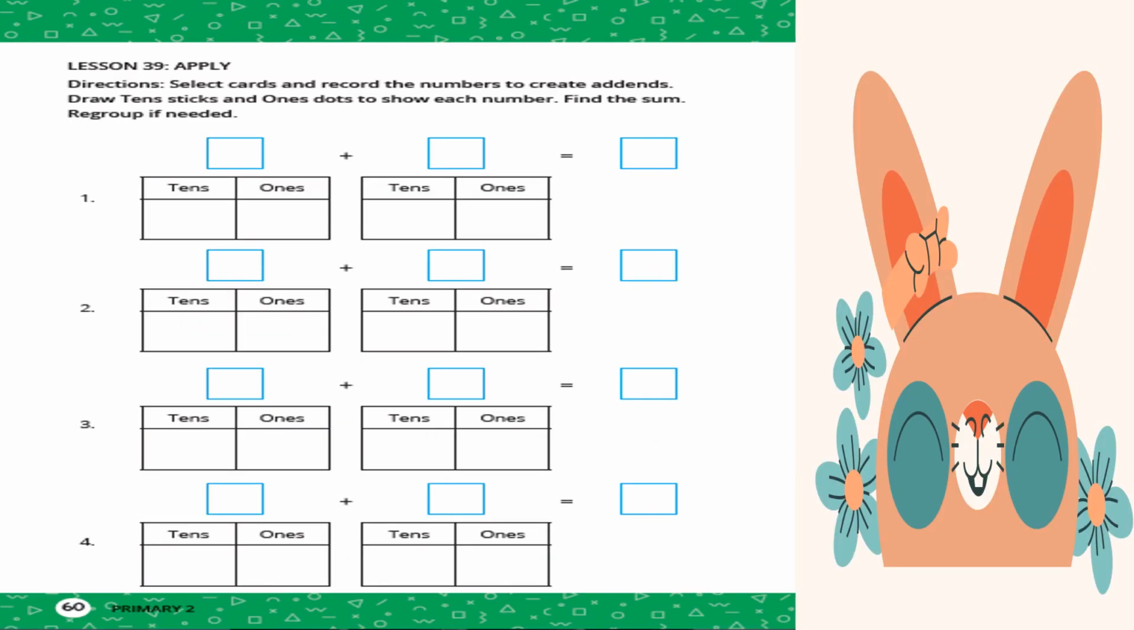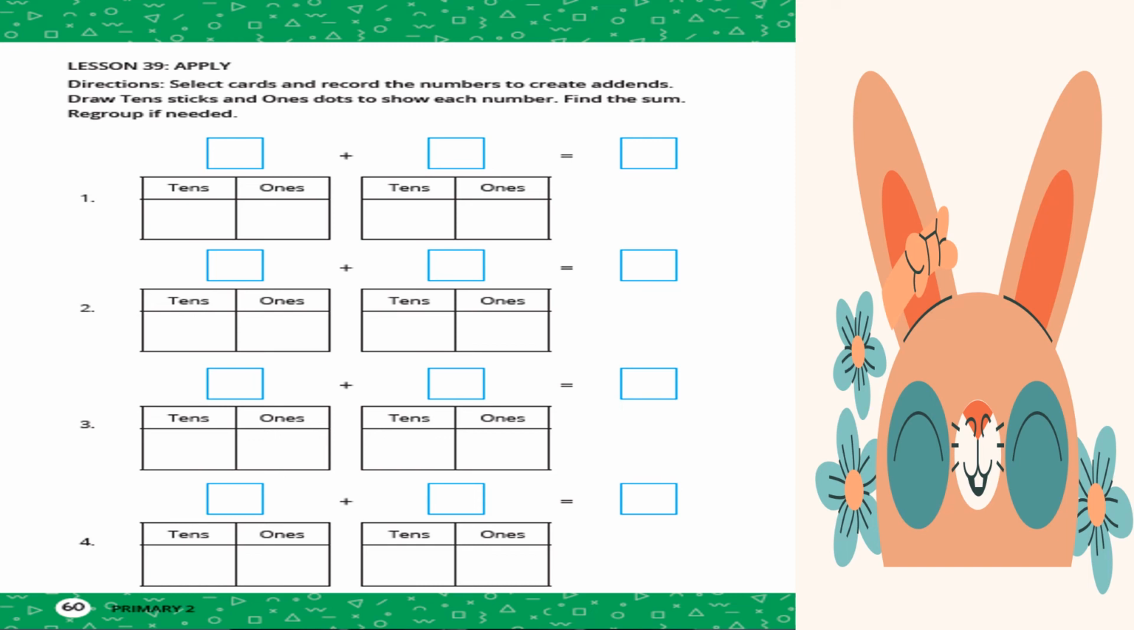Let's move to lesson 39. Select cards and record the numbers. To create a dance, draw tens sticks and ones dots to show each number, find the sum, and regroup if needed.